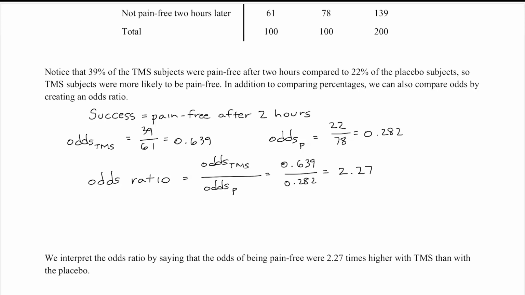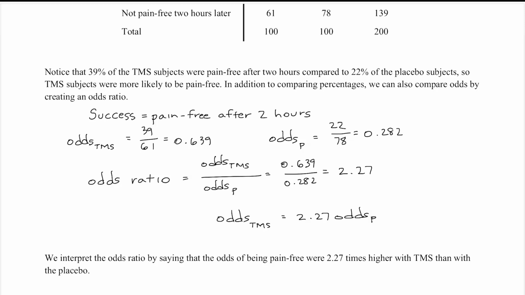So I have a little sentence down here. The way we can interpret that is saying the odds of being pain-free were over 2 times higher with TMS than with the placebo. Also, just note to self, we have this fraction, odds for the TMS group over odds for the placebo group, equals 2.27. If you multiply both sides by the odds of success for the placebo group, what you actually get is exactly what the sentence there says. In other words, the odds of success for the TMS group is equal to 2.27 times the odds of success for the placebo group.